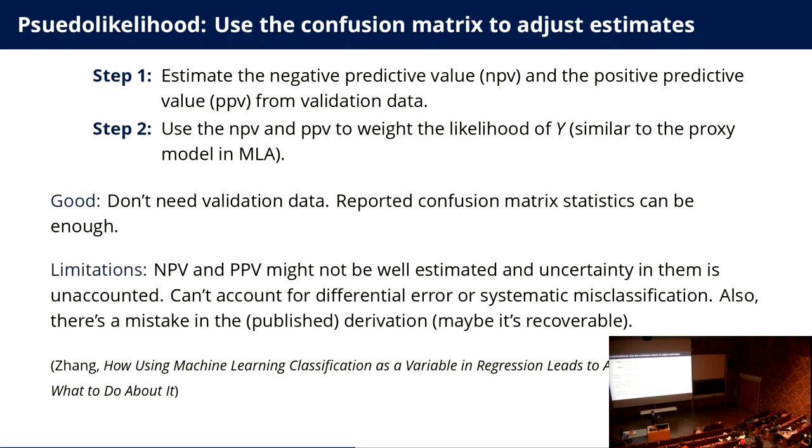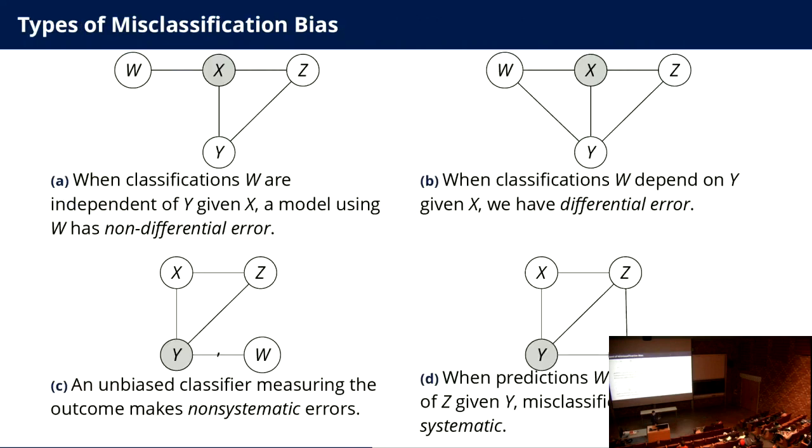But there are some problems. One problem is that you're not accounting for the uncertainty in your estimates of the negative predictive value and the positive predictive value. Another problem is that there's really nothing in this model except for the raw statistics, and so you can't account for differential error or systematic misclassification. Also, the paper that I'm citing was on arXiv and it's missing now. I don't know what happened to it, but there might have been a mistake in the derivation. I think this is a bit of an artifact of the process by which we did this paper, that it's still included.